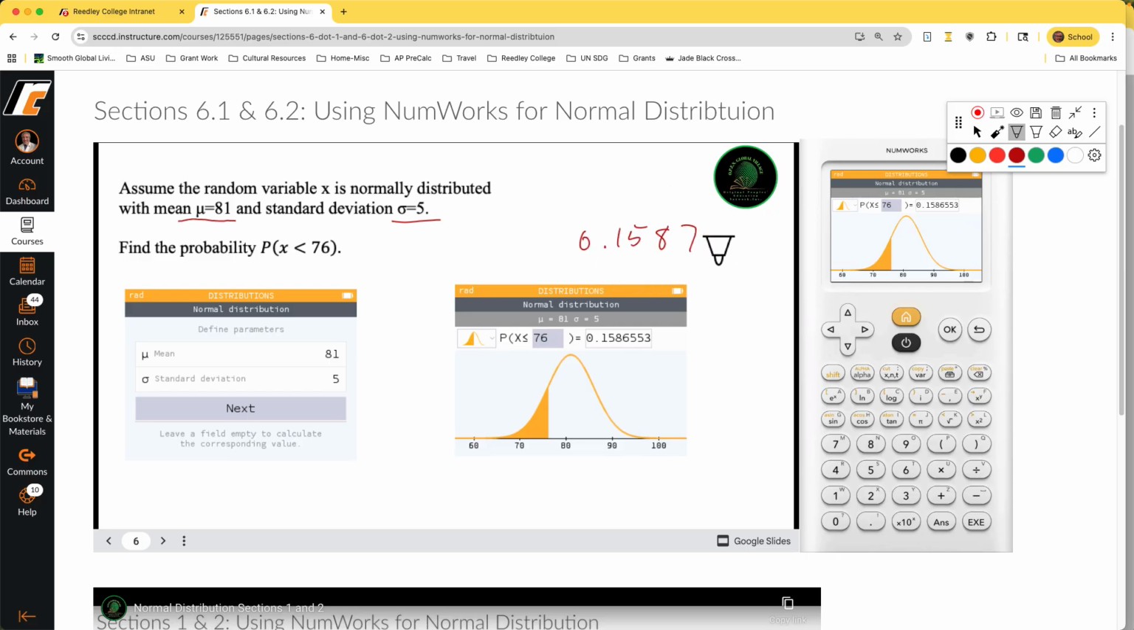We'll round it using 4 decimal places. Or if they ask for a percentage, we could do it as a percentage, move the decimal over 2 places. So that's 15.87%. Or if they want it rounded to just 1 decimal place, 15.9%. So again, those are the things, but I just put that answer in. So notice all I had to do is make sure these numbers are what they gave me, put them there, put this number in here, and it gives me my answer.